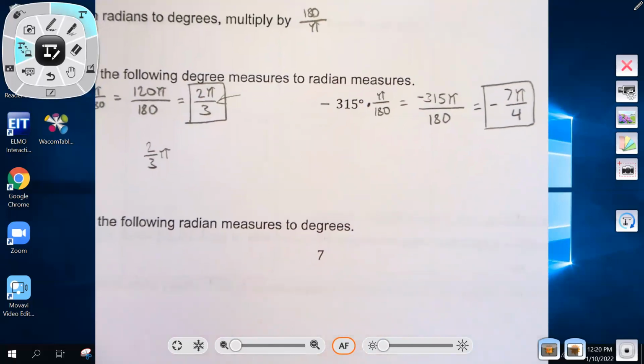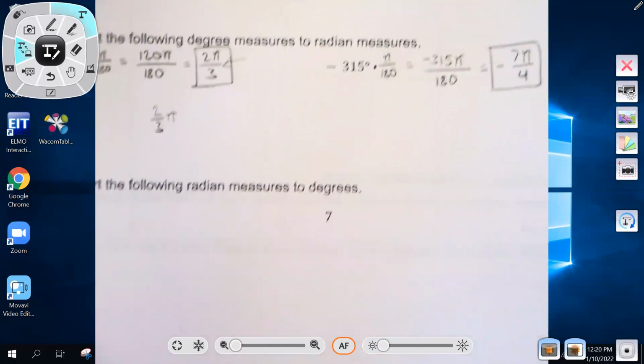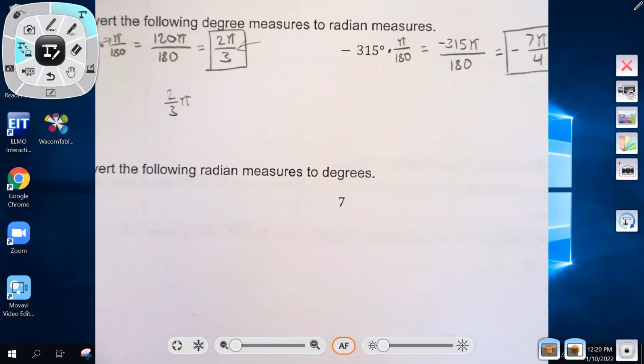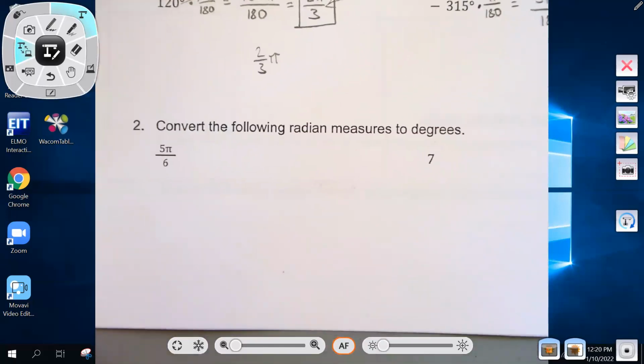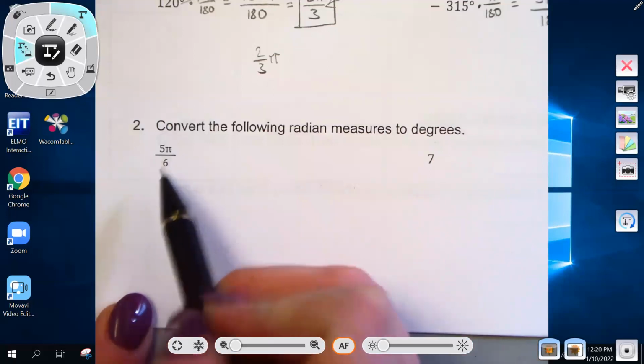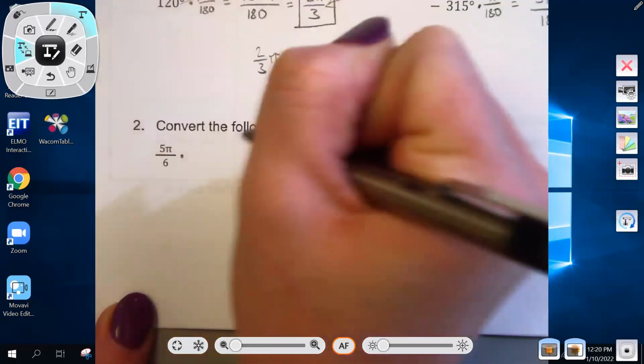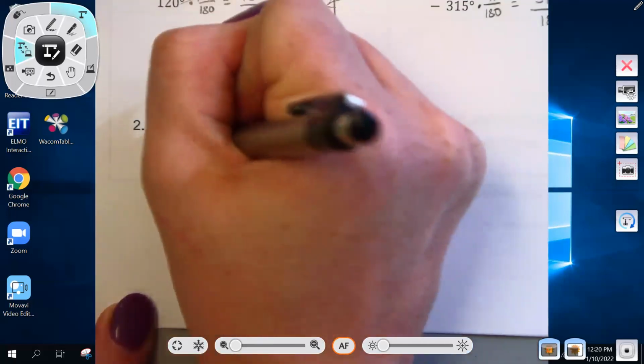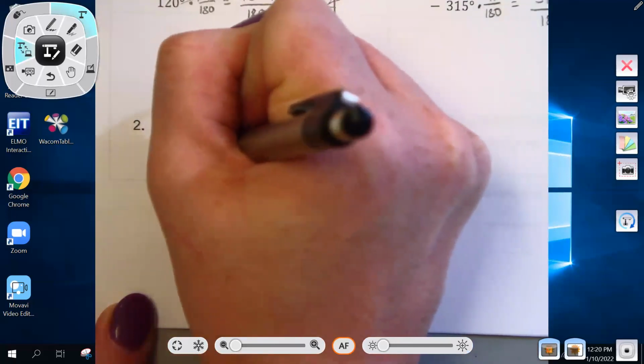All right, let's look at example 2. Convert the following radian measures to degrees. So to convert from radians back to degrees, we multiply by 180 over pi. So we've got 5 pi over 6. We want to change this to degrees, so we multiply by 180 over pi.